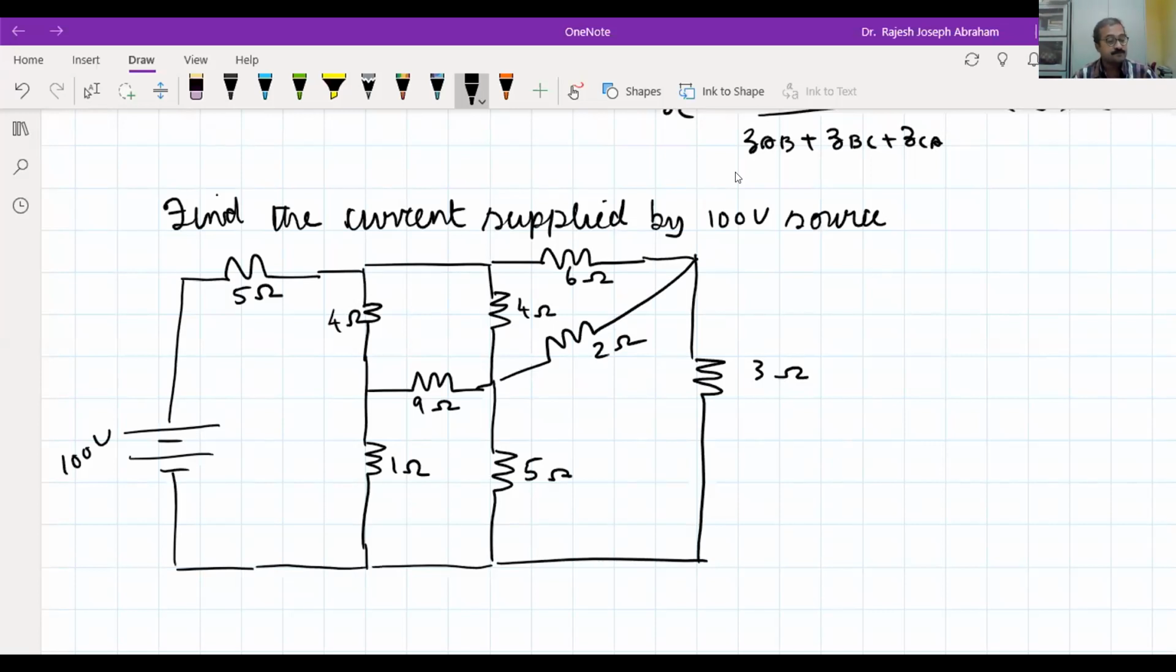So how will you solve this? Assume current is flowing from here. It will come here, then it will go like this. Are they in series or parallel? They are neither in series nor in parallel. So to find the current supplied by this 100 volt source, we first have to find the equivalent impedance as seen by the voltage source.